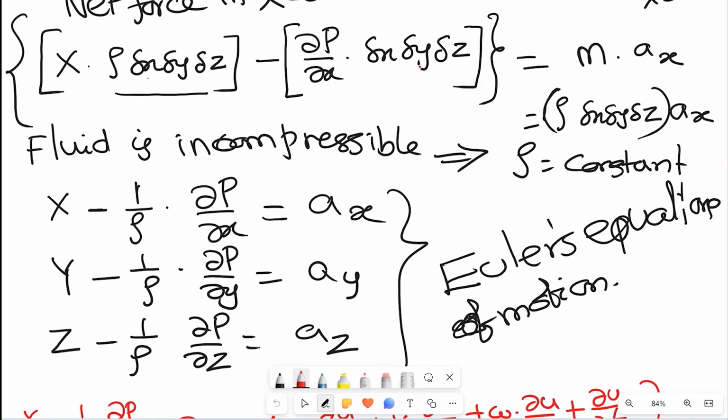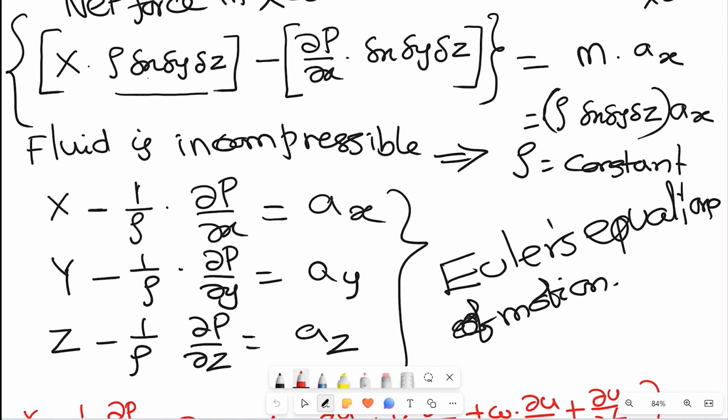In the second term, it is only delta x delta y delta z we have in the numerator, but in the denominator we are going to write rho into delta x delta y delta z. So only rho remains. So that is why minus 1 by rho dou p by dou x is equal to, again the whole term will cancel, only ax remains. So finally what we got after dividing the whole equation by rho delta x delta y delta z: X minus 1 by rho into dou p by dou x is equal to ax.